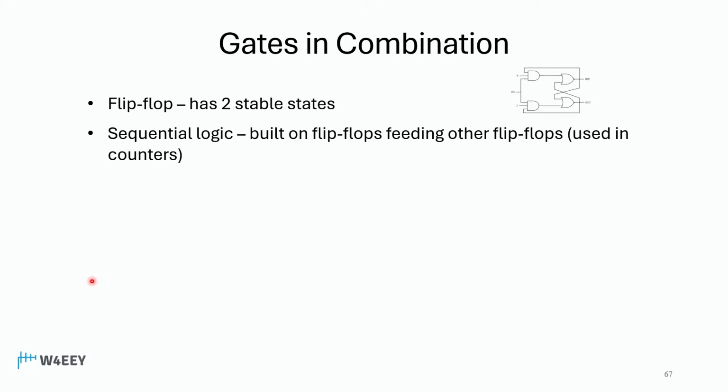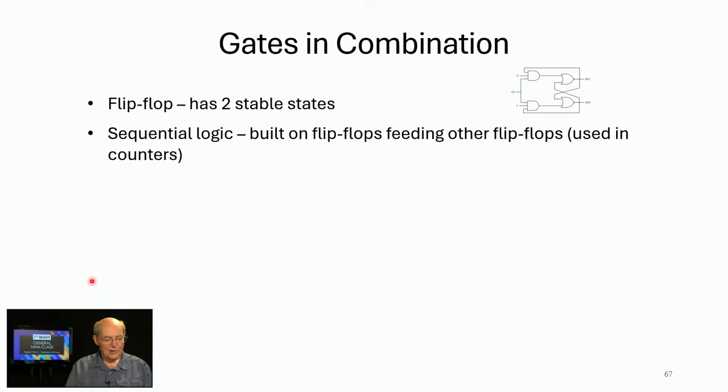Now, gates in combination. Here's where we start doing some really useful things with some of the things we've talked about. So there's something called a flip-flop, and it has 2 stable states. I'm just thinking foot up, foot down. No, not that kind of a flip-flop. 2 stable states to a flip-flop. Sequential logic built on flip-flops, feeding other flip-flops used in counters. And I'll have a picture of those coming up. So a flip-flop has 2 stable states, the output being high or the output being low. And we're capable of switching that with sequential pulses coming into the flip-flop.